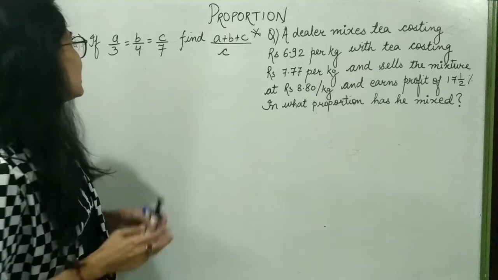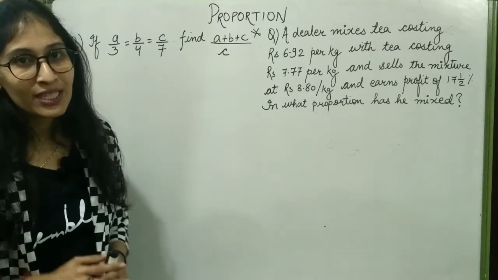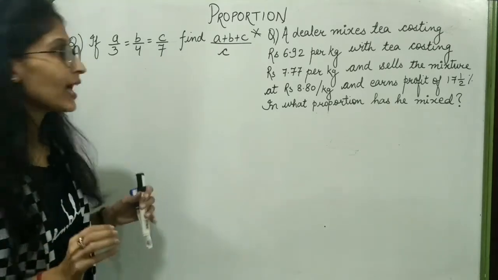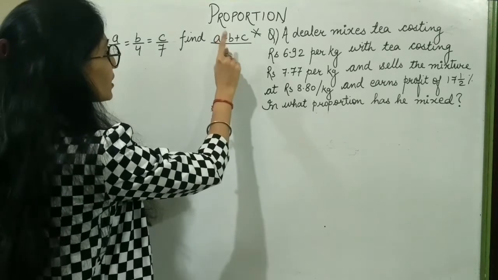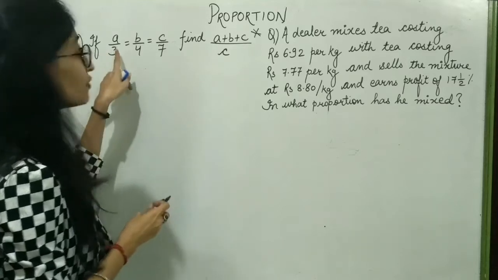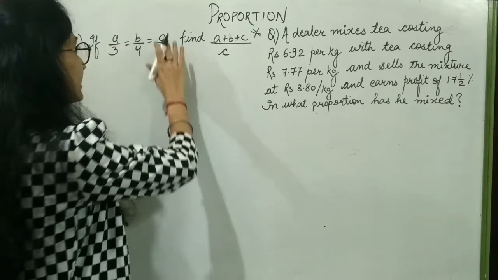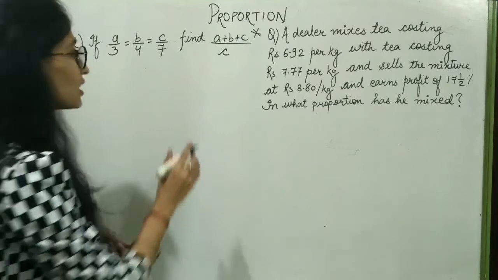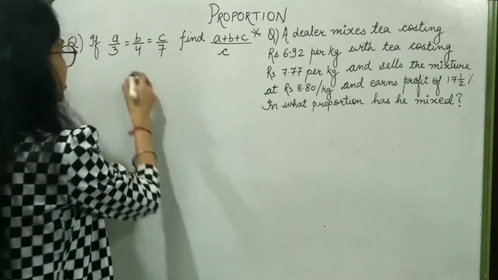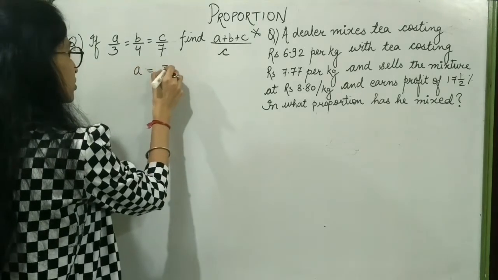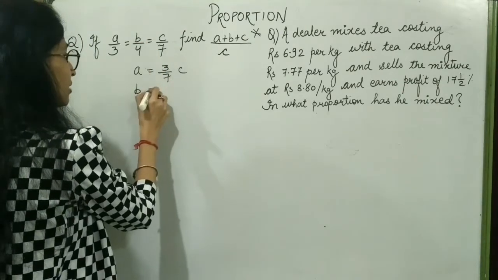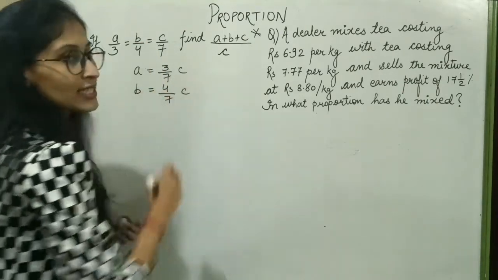In my next question, it is given that a upon 3 is equal to b upon 4 equals c upon 7. And I have to find the value of a plus b plus c upon c. So I am going to write the values of a and b in terms of c first. a ratio 3 is equal to 3 ratio 7, so can I write it as a equals 3 by 7 c? And b can be written as 4 by 7 c.